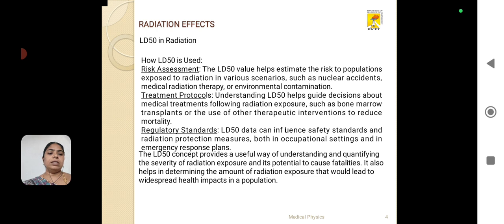Regulatory standards: LD50 data can influence safety standards and radiation protection measures, both in occupational settings and in emergency response plans. The LD50 concept provides a useful way of understanding and quantifying the severity of radiation exposure and its potential to cause fatalities. It also helps in determining the amount of radiation exposure that would lead to widespread health impacts in a population.